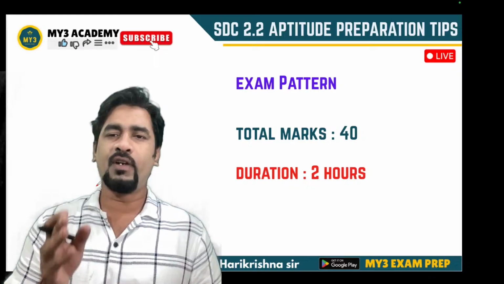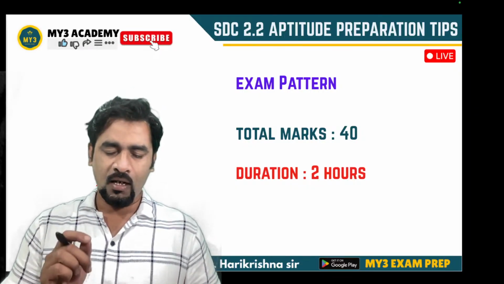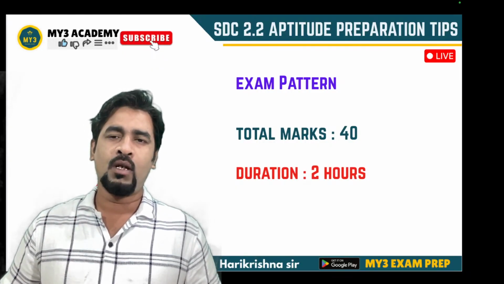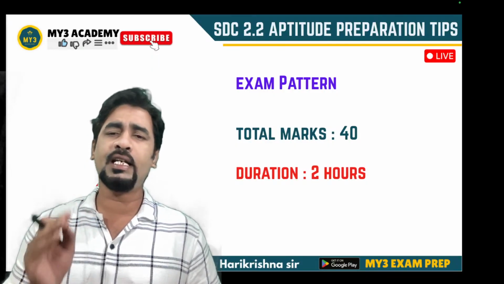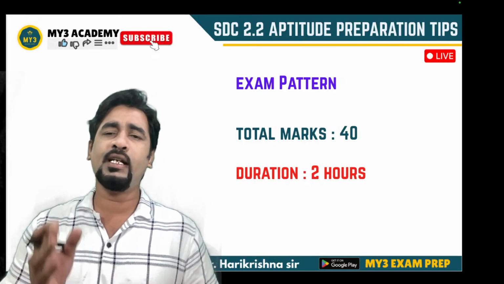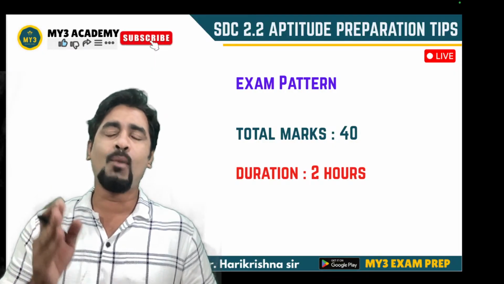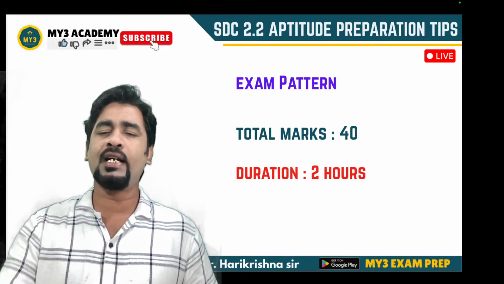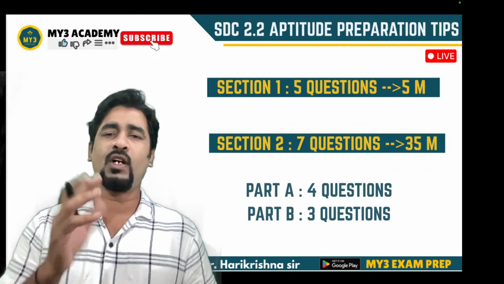Totally, for the SDC 2.2 external examination, you are going to have 40 marks and 2 hours of duration. Definitely, in 2 hours, solving 40 questions is sufficient time. How these 40 questions are distributed is what you need to focus on. Then I will discuss the important models you have to cover. These 40 questions are divided into two parts, section 1 and section 2.